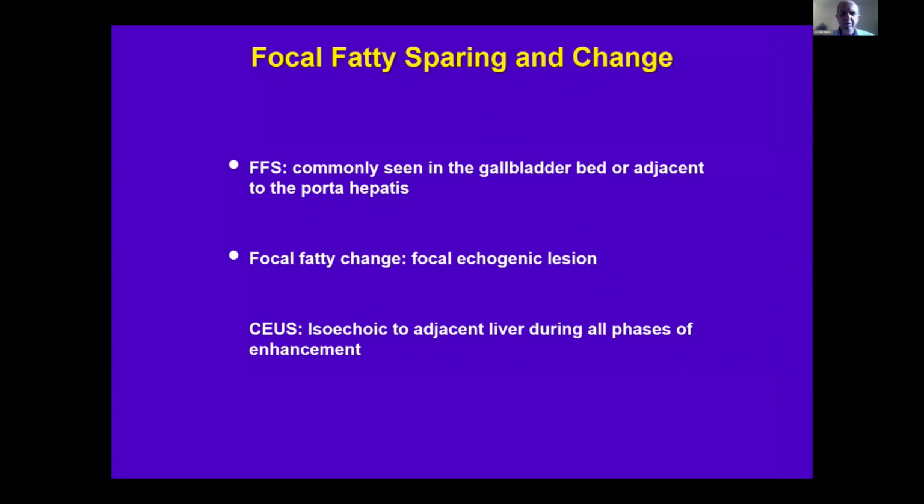So other common things that we see are focal fatty sparing and focal fatty change. Focal fatty sparing is usually classic and is in the gallbladder bed or adjacent to the porta hepatis, and you don't need contrast. Similarly, focal fatty change is usually a focal liver lesion. And on contrast ultrasound, the enhancement is isoechoic to the adjacent liver in all phases of enhancement.